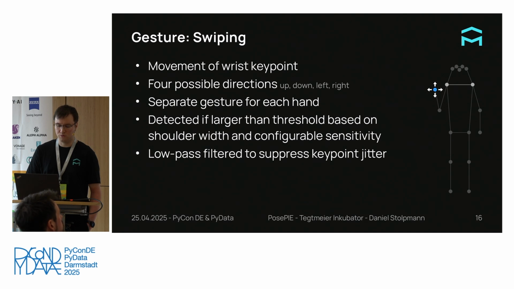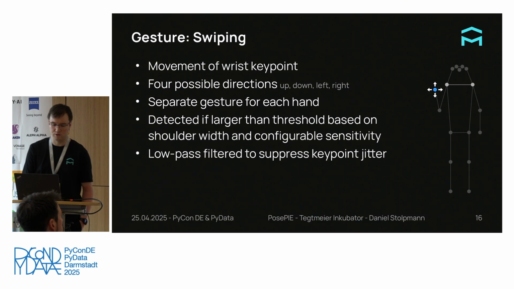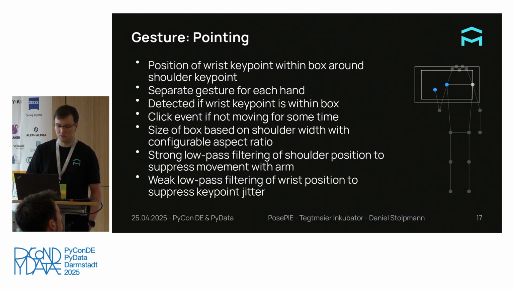We then have a swiping gesture, which is just swiping in each of the 4 directions with your hand. We detect it using the wrist key point, and it's really similar to how the jumping is detected. We use the speed of the movement and compare it to a threshold based on shoulder width and sensitivity, and also apply low-pass filtering here.